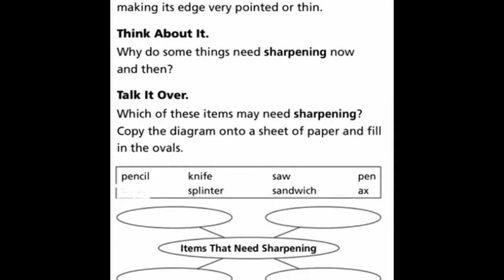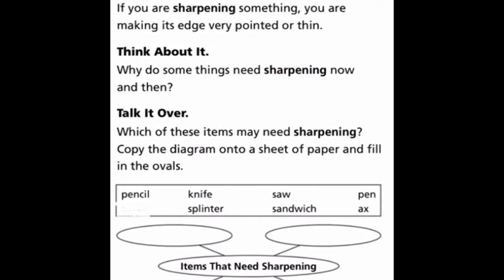See the box down there? Okay. Which of these items may need sharpening? Copy the diagram into a sheet of paper and fill in the ovals. Okay, we will talk about the words in the box and we will see if it needs sharpening or not. Okay, let's see the words. Pencil, knife, splinter, saw, sandwich, pen, axe.